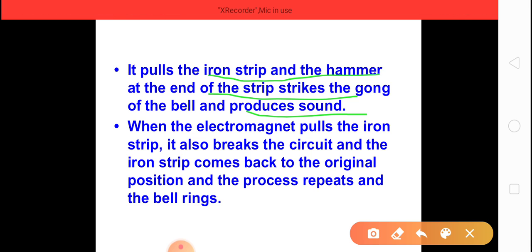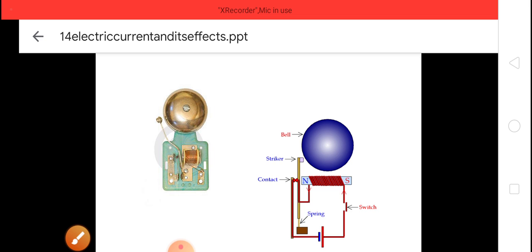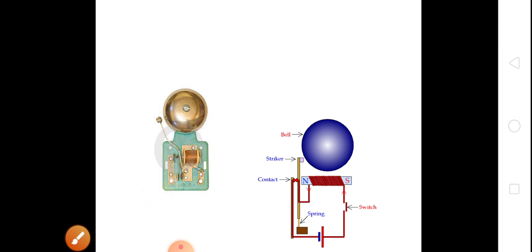Okay, so children, that's all for today in this chapter. I think the chapter is finished. Now we'll see some important points of the chapter. A very important point that I'm saying to you, the figure you can see first, that is of electric bell: a bell, striker, contact, spring, switch, gong. Now in last we'll see the summary of the chapter. In summary, children, important points are there.